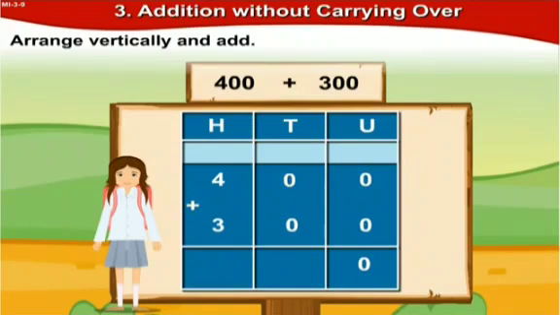0 tens plus 0 tens is 0 tens. 400 plus 300 is 700, which means the answer is 700.